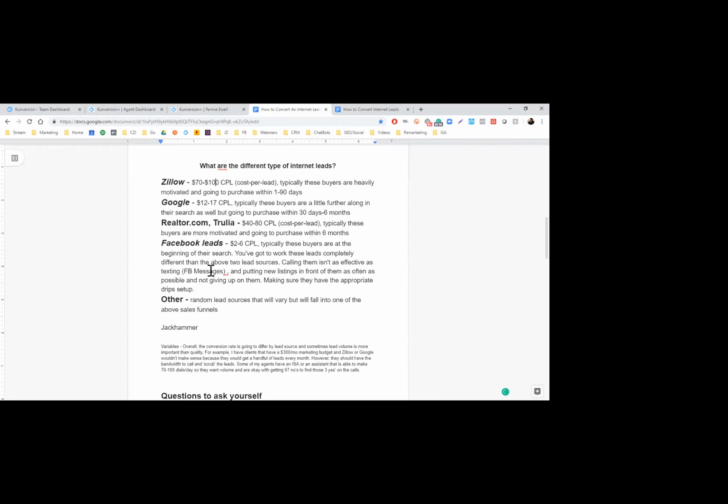So typically with Facebook, they're at the beginning of their search. You've got to work these leads completely differently than any of these other lead sources. The other thing I mentioned is calling them isn't as effective as texting. So texting, and then I also put in Facebook messages there, which Lisa shared with me. She sends Facebook messages. That's brilliant. I'd encourage you, if you're working with a Facebook lead, that they're on Facebook, so Facebook Messenger is a great way to communicate with them. And then putting new listings in front of them as often as possible and not giving up on them.